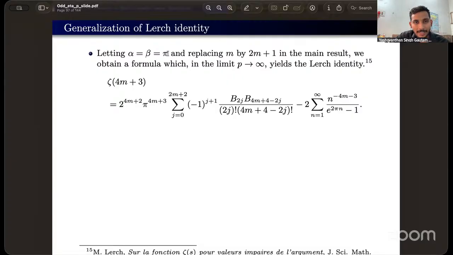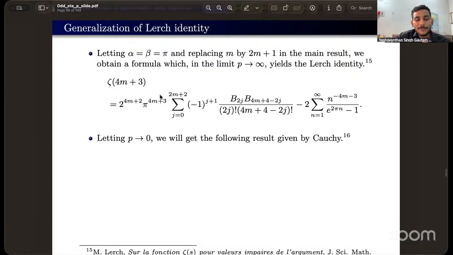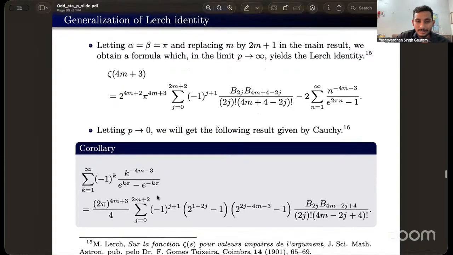Now let's see what happens for this Ramanujan type of identity. If we take alpha equal to beta and change m by 2m, then we have zeta of 4m plus 1 equal to this. In the previous slides, we had this infinite sum on the left-hand side, so we have the classical case for the Riemann zeta function. If we take p tends to 0, then we have a very nice result, which is given by Cauchy. If we observe here, we have an infinite series on the left-hand side, but on the right-hand side we have pi to the power 4m plus 3 times something rational. How? Because everything inside this series is rational. So we can say this infinite sum is a transcendental number, or pi to the power 4m plus 3 times a rational multiple.